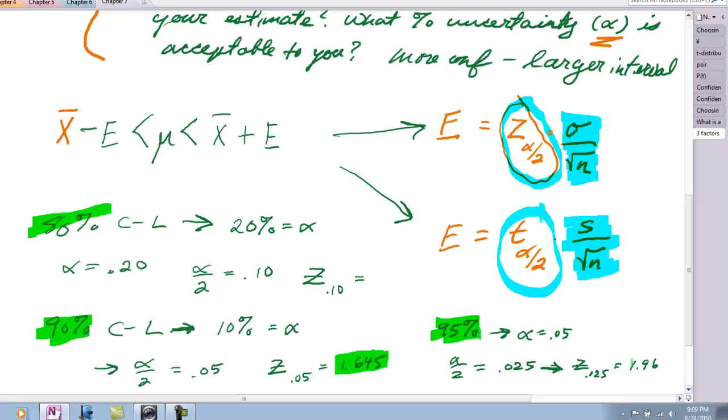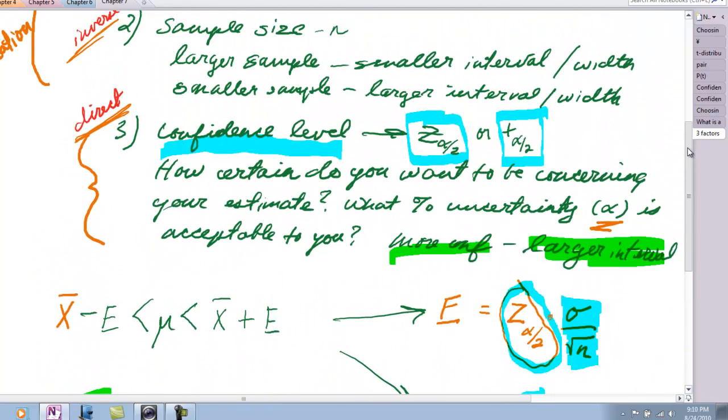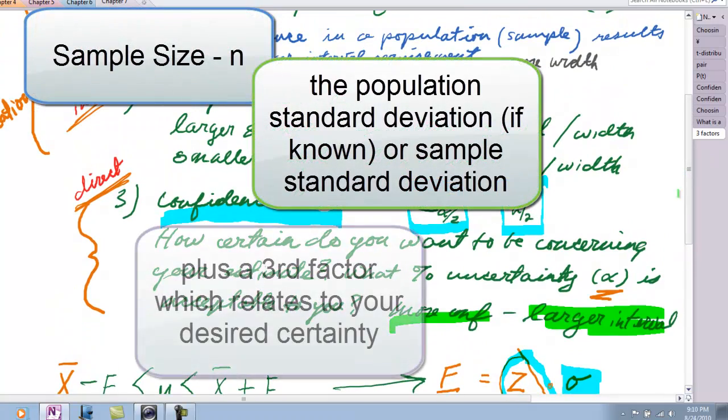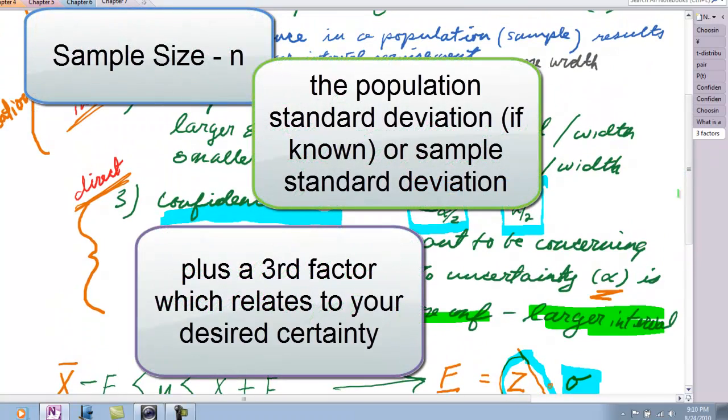95%, 1.96. So the higher my confidence level, the larger that z alpha over 2 comes out. See, 90% came out 1.645, and 95% came out 1.96, which is bigger. So the more confident I want to be, more confident means larger interval. So all these three little factors and your point estimate go into creating a confidence interval for you.